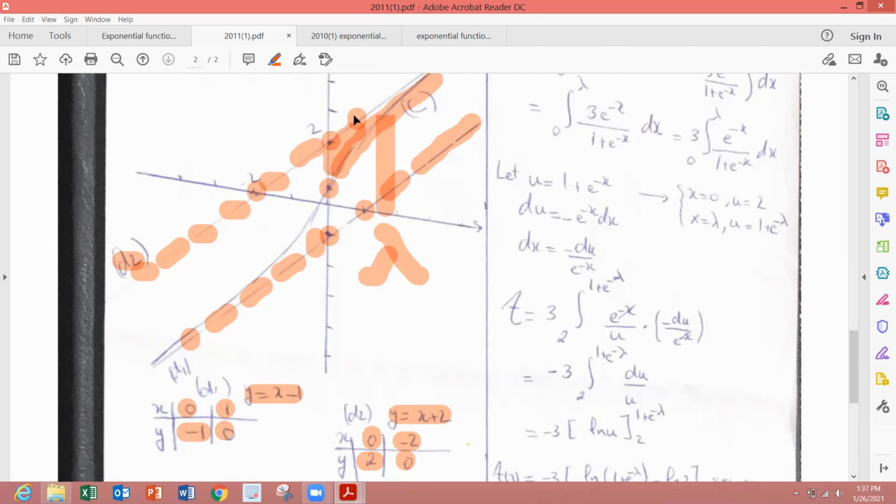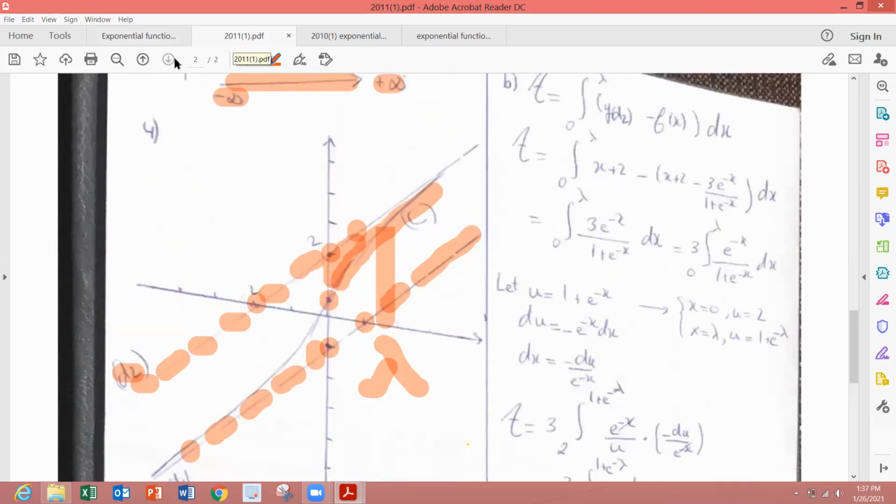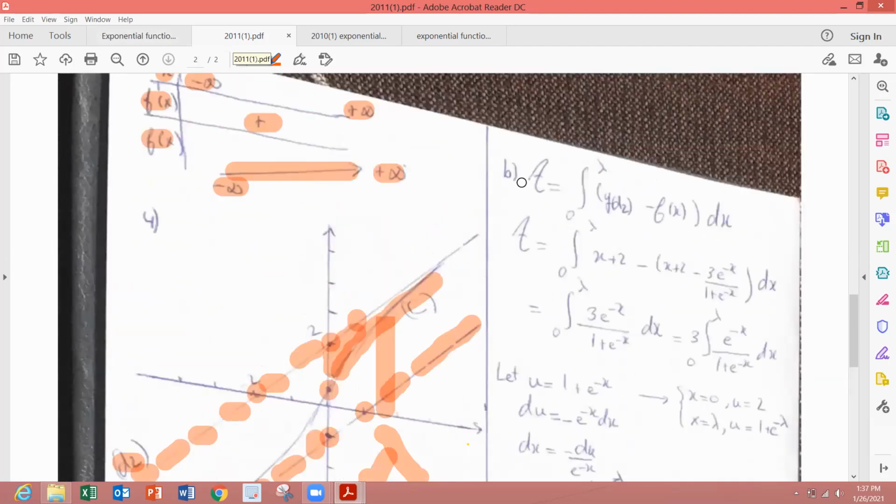What does the area between D2 and C equal? The area between a curve and a line equals what? The upper function minus f(x). The area equals the integral from 0 to lambda of (y of D2 minus f(x)) dx.